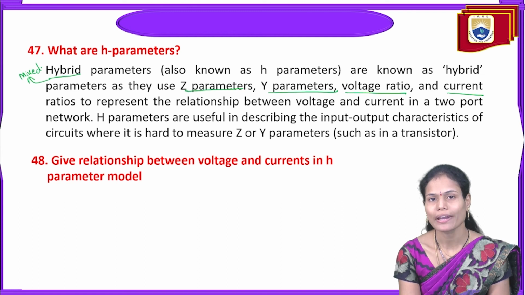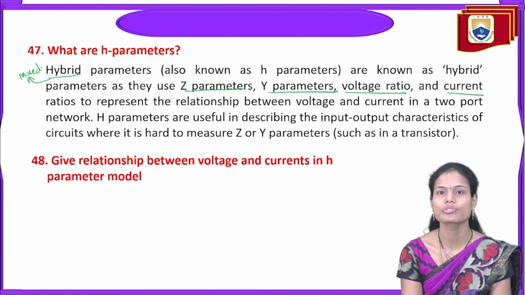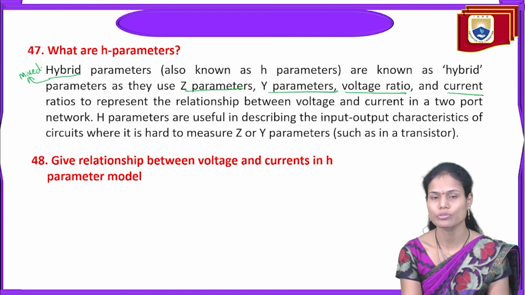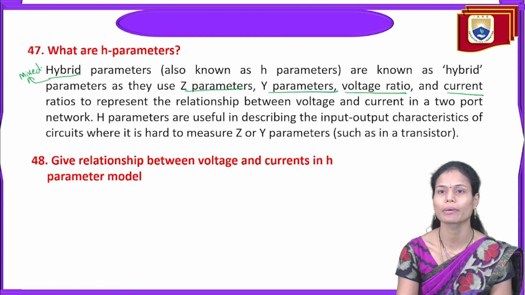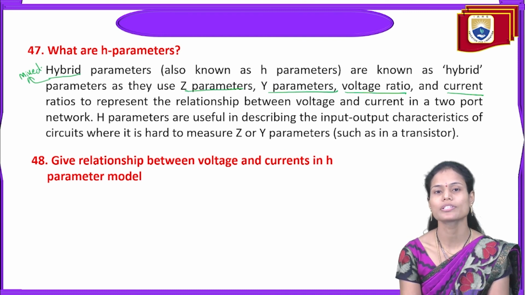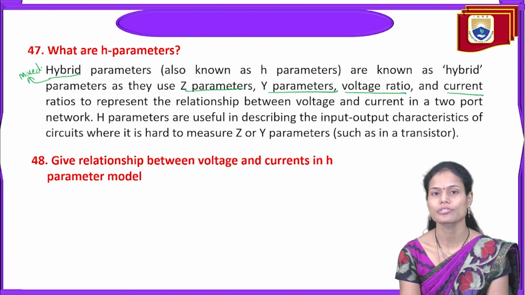These H parameters are useful in describing the input-output characteristics of circuits wherever we cannot utilize Z parameters or Y parameters. In some cases we are not able to determine the voltage levels as well as current levels in the circuit by using the Z parameters and Y parameters. In that case, we utilize the mixing of the two parameters, those are H parameters, to find the voltage and current levels in the circuit.